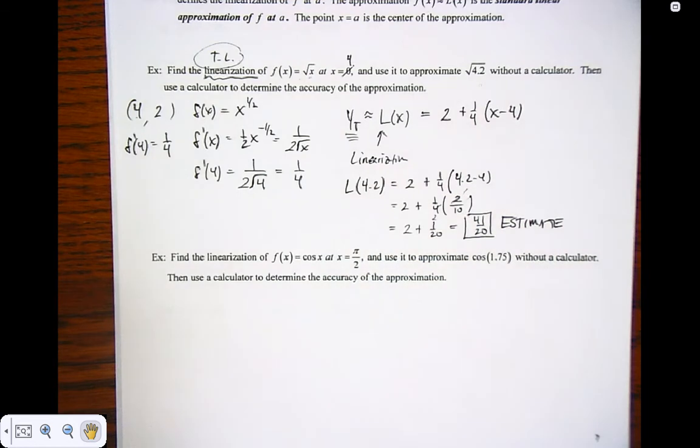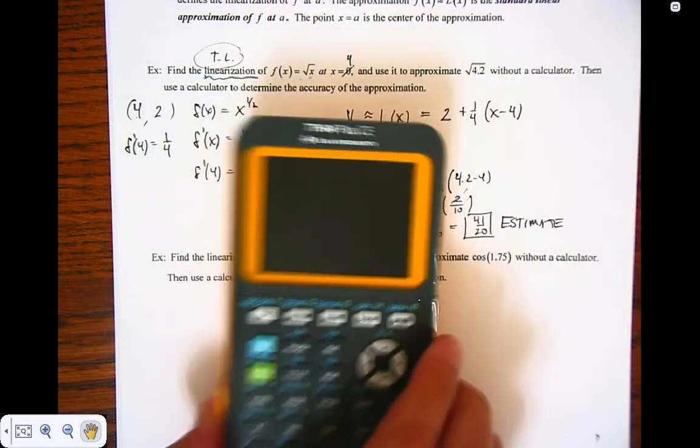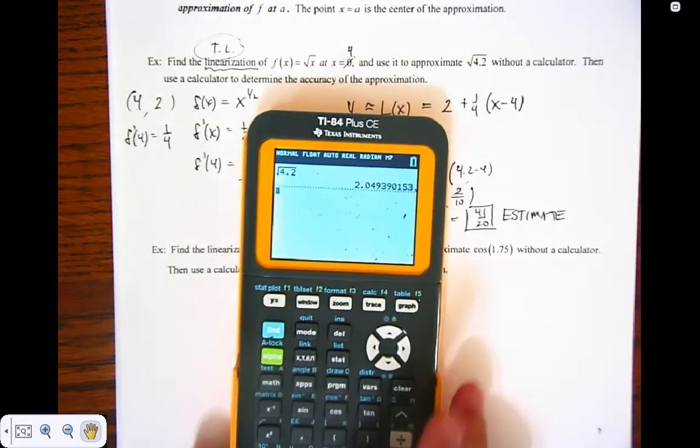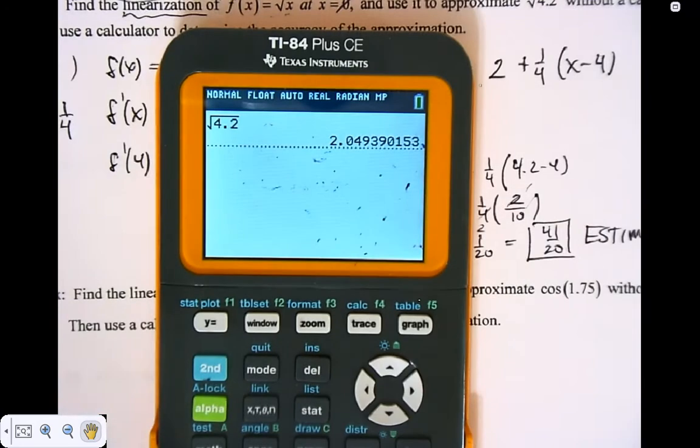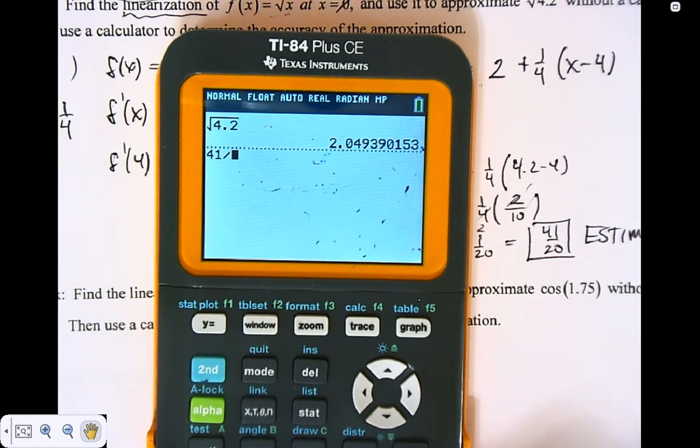And we did all of that without a calculator. From before, I told you, if we had a calculator, we would just plug in 4.2 and take the square root of it. Well, we didn't. And we found that approximately it would be 41 divided by 20.